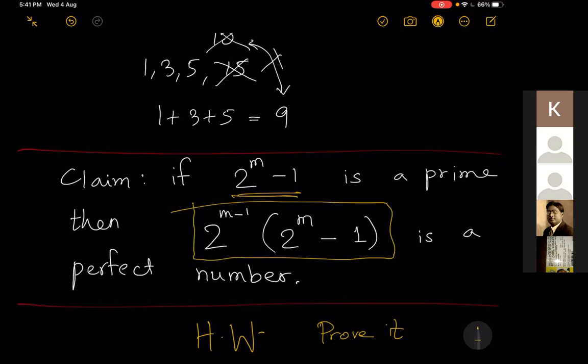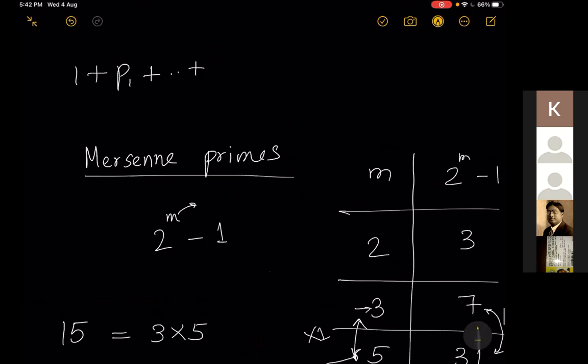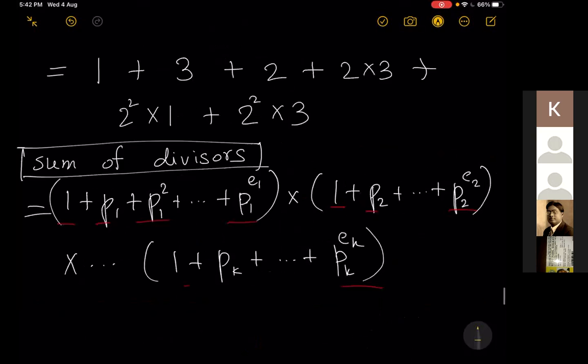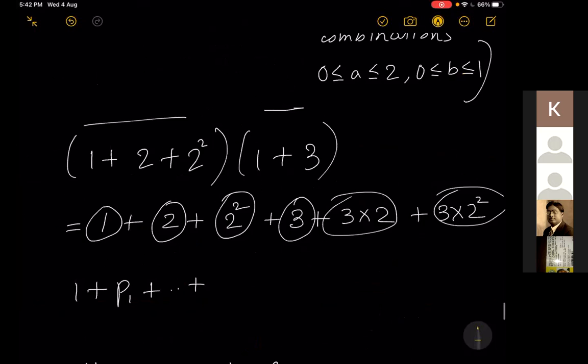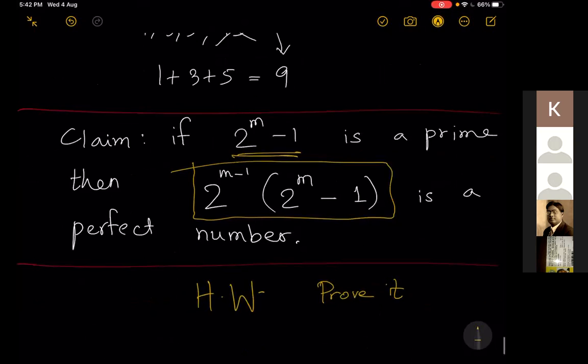And how will you show this? How to show a perfect number? You have to add the divisors, right? And you know how to add divisors. I just now showed you the formula for the sum of divisors, the sum of factors. This is the formula. So you just have to prove this thing. This is a homework.